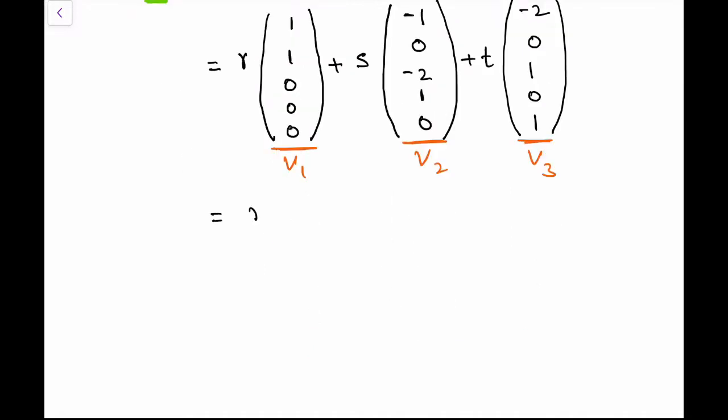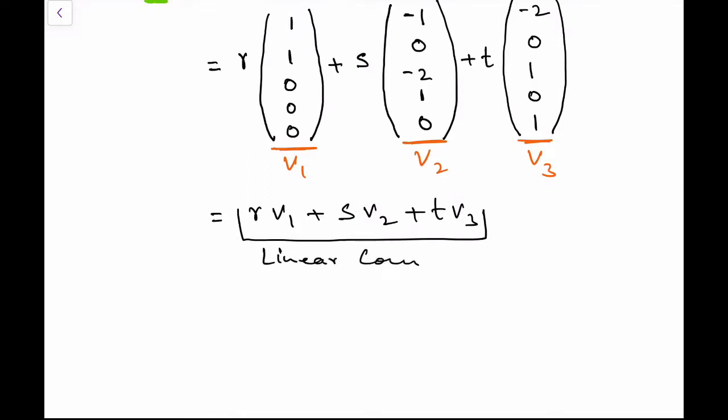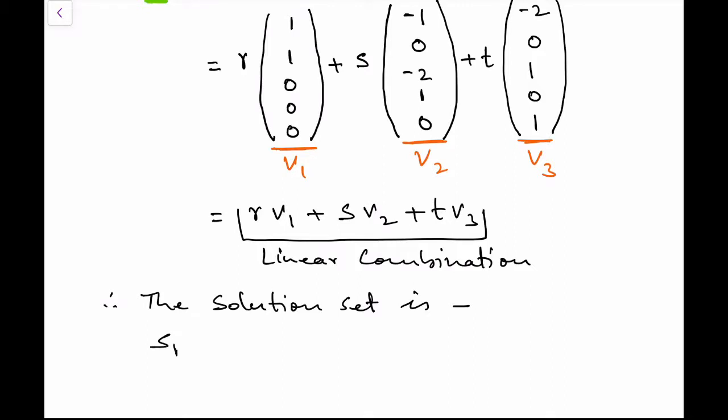So we can write it as r v1 plus s v2 plus t v3, and this is the linear combination of these three vectors. Therefore, the solution set is span v1, v2 and v3.